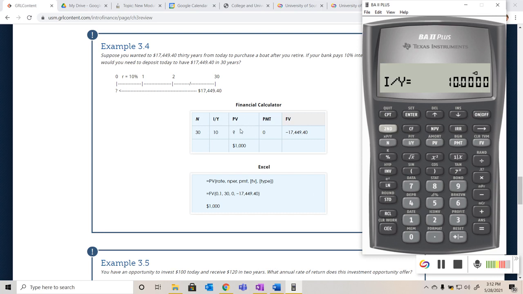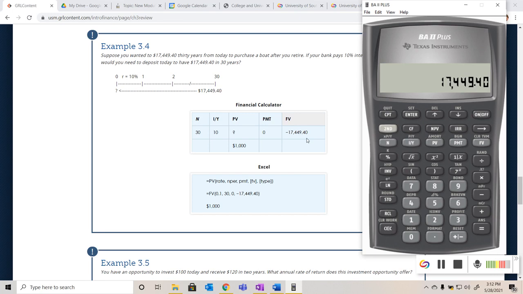Present value is what I'm solving for, so I'm going to skip over it on this one. Payment is 0. It's 0 in all of the Chapter 3 problems because payment would be a recurring cash flow that happens over and over again, and we don't have any of those. We'll start having them in Chapter 4. Future value is $17,449.40. That's what we want to have saved.